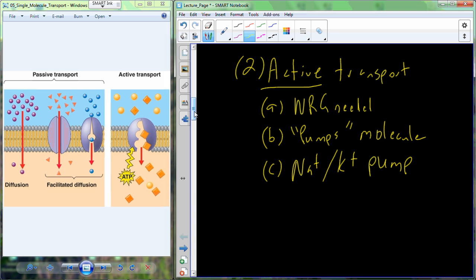We're actually going to talk in a few different systems about functions of the sodium potassium pump, so we're going to come back to this, but basically the way the sodium potassium pump works.